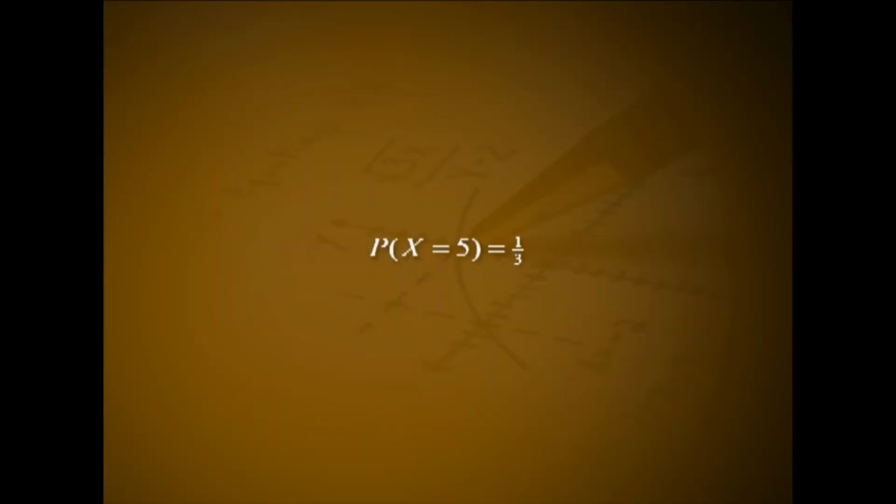At x equal to 5, the value of capital F of x jumps to 1 from 2 by 3. Then the magnitude of step at 5 is 1 by 3. This gives p of x is equal to 5, that is equal to 1 by 3. Hence, the probability distribution of x is x values minus 1, 0 and 5 corresponding f of x values 1 by 3, 1 by 3 and 1 by 3.